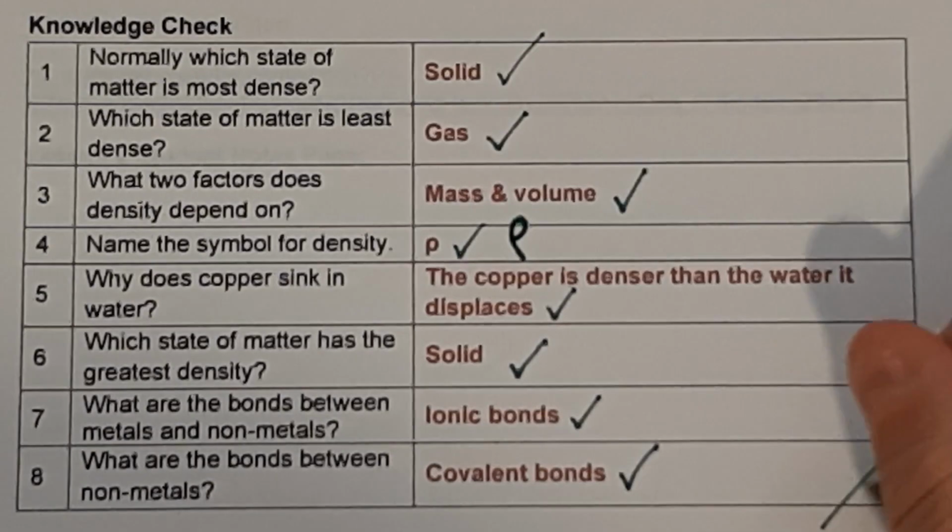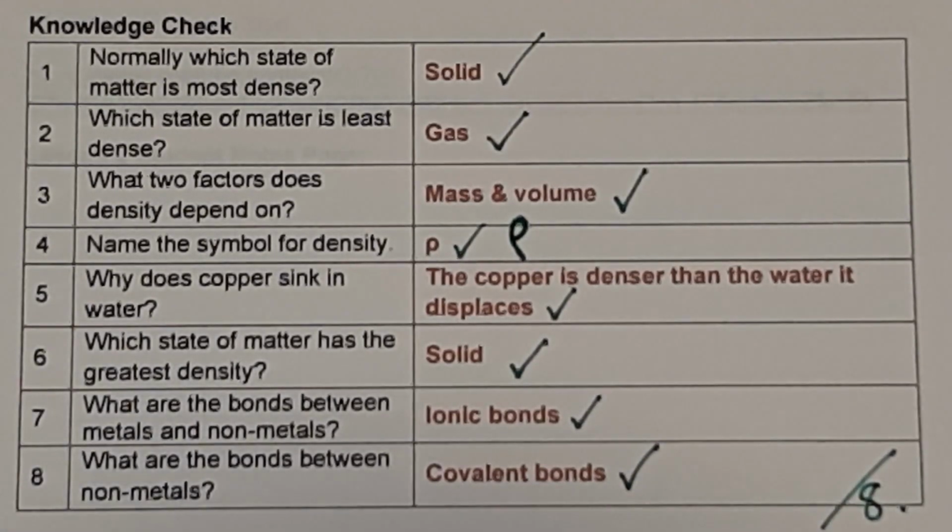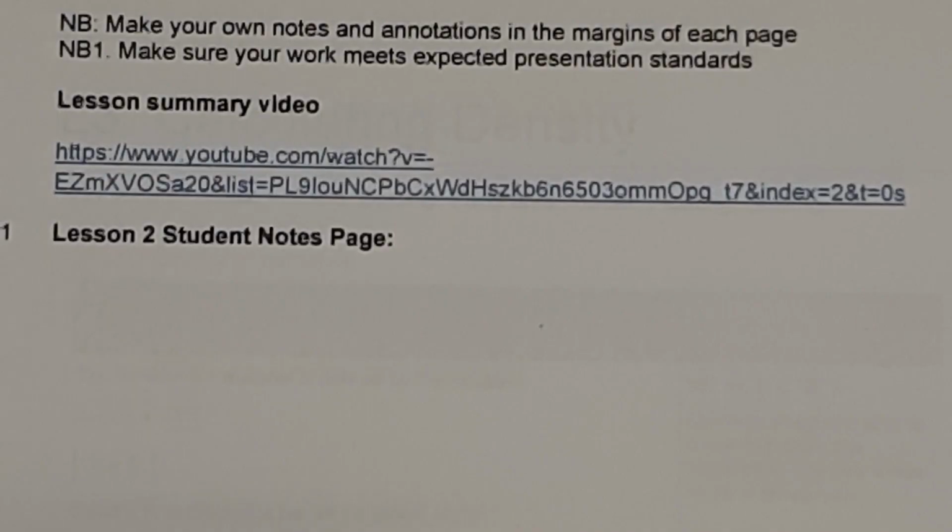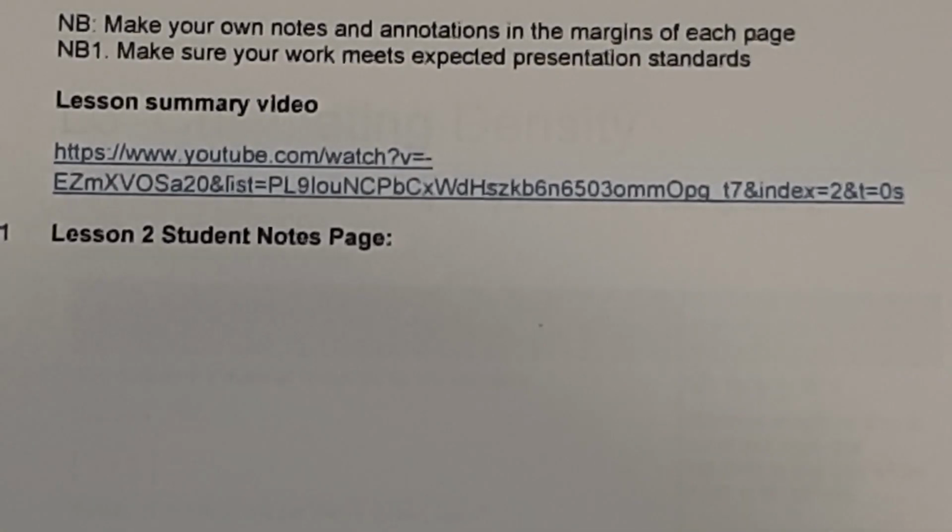Now give yourself a mark out of 8, please. If you've got 5 or more, then you're doing very well. If you have got 4 or less, then you need to have another look at this lesson and review the work so that you get a better score, because 5 really is the minimum you need to be getting on this. There's also the summary video available on YouTube. It's quite a long link to type in, so if you have a digital copy of this, you can always just click on the link in the document.